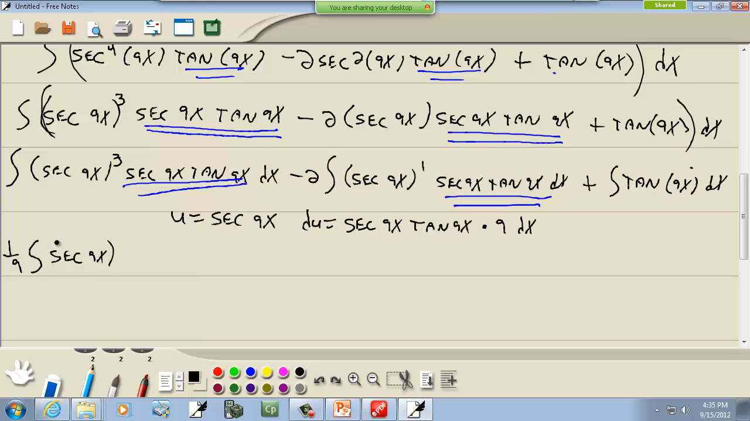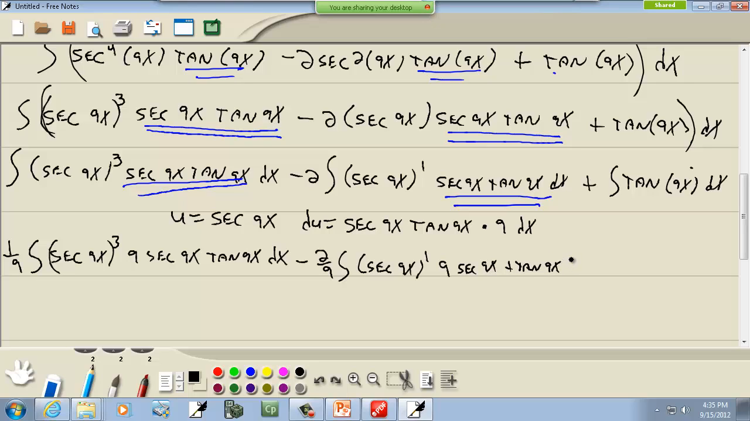So that's secant 9x to the third, 9 secant 9x tangent 9x dx, and I'll put a 1/9 out in front here, and 2 times 1/9 is 2/9, and this is secant 9x to the first, and 9 in here, secant 9x tangent 9x dx. Now this one over here, let's say w is 9x, dw would equal 9 dx. So again, we need a 1/9 out in front, and a 9 inside.